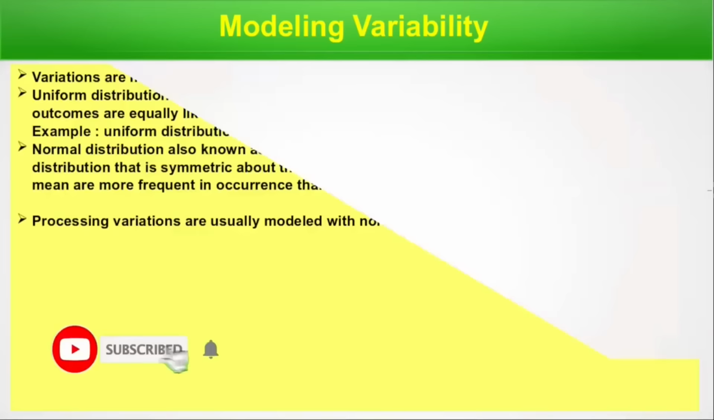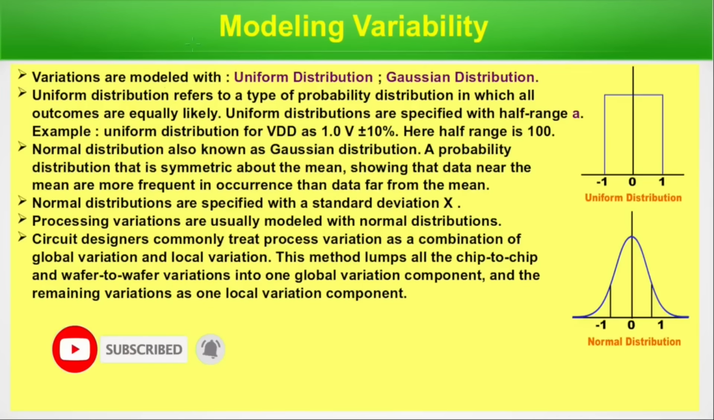Modeling variability. So let's talk a little bit about how variations are modeled with uniform distribution or Gaussian distribution. Uniform distribution refers to a type of probability distribution in which all outcomes are equally likely. Uniform distributions are specified with half range A. Here we have taken an example, VDD as 1 volt plus minus 10%. We are defining it as uniform distribution, 1 volt and plus minus 10% here. Here the half range is 100 millivolt.